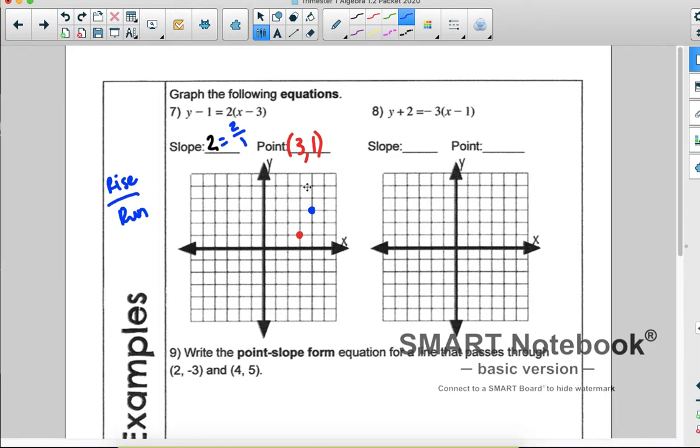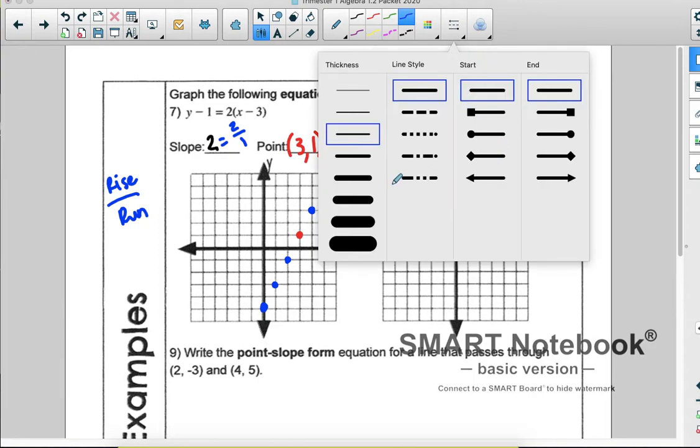Up 1, 2, over 1. If we wanted to go in the other direction, we could too. We could go down 1, 2, over 1, down 2, over 1, down 2, over 1. But that red point represents the first point I started with.